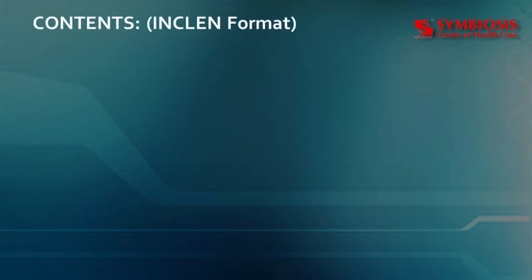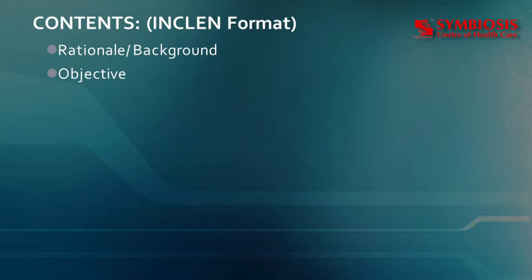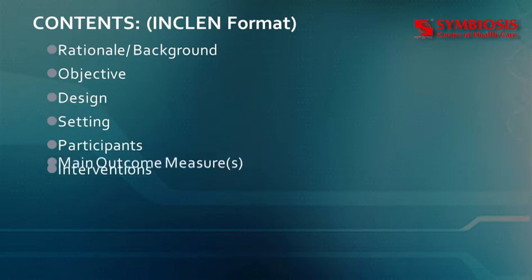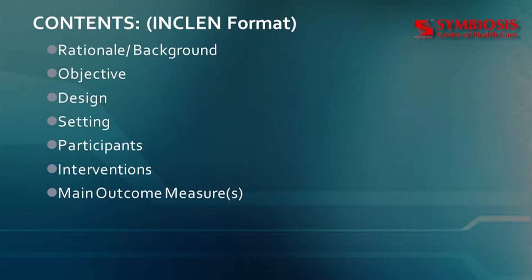Contents of the abstract: what should be there in the abstract generally. Very quickly, you can mention in a brief couple of sentences the background of the study and the objective of the study. You need to specify the design that you have used, then the setting of the study, the participants, interventions, main outcome measures, and then very quickly and briefly talk about the results and conclusions.